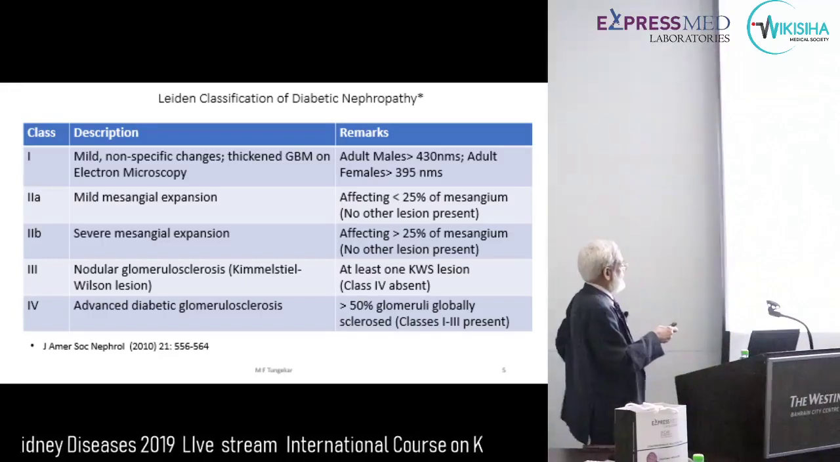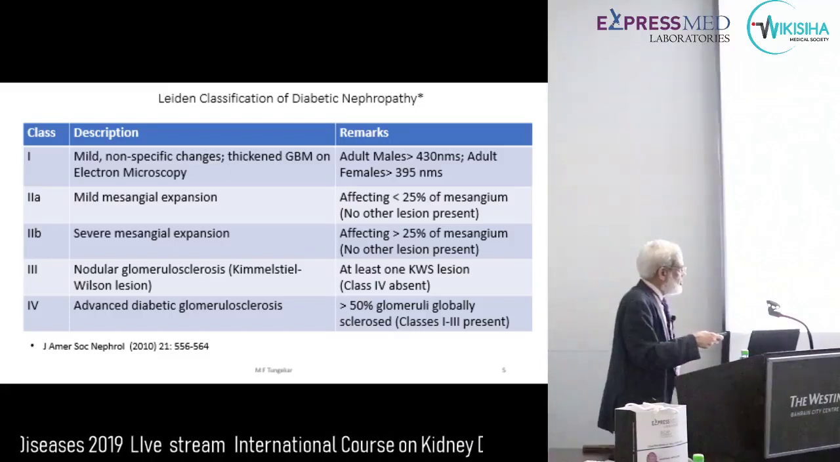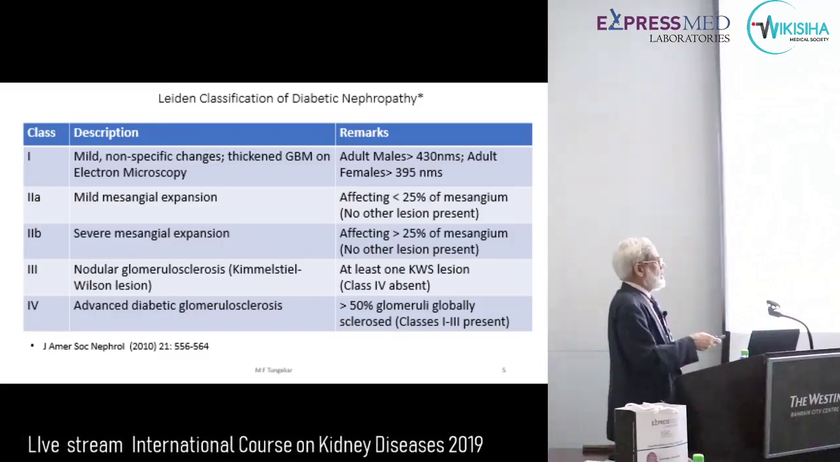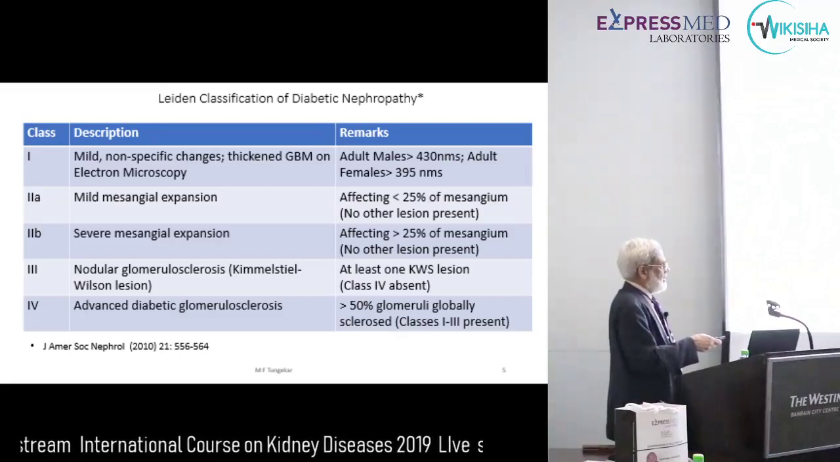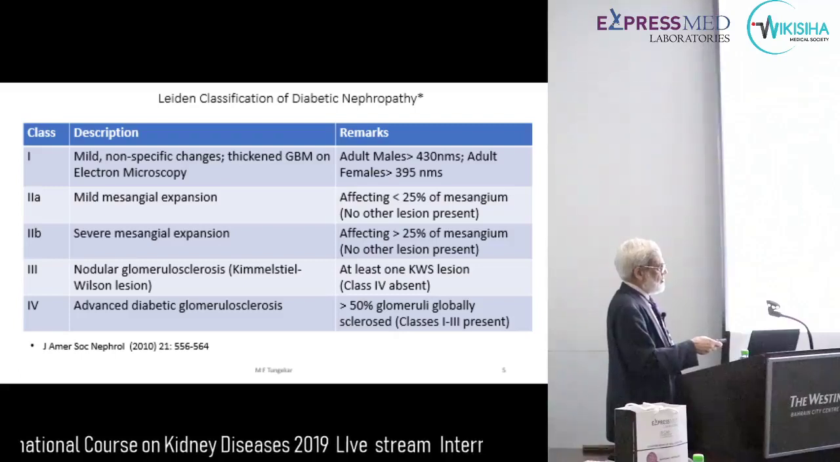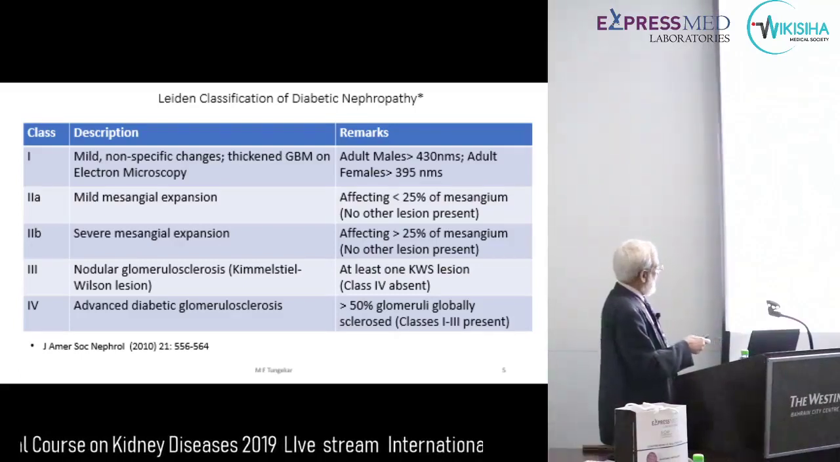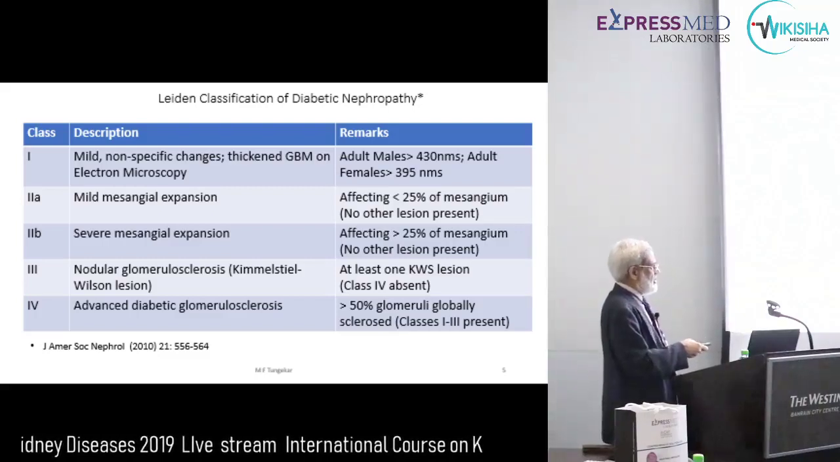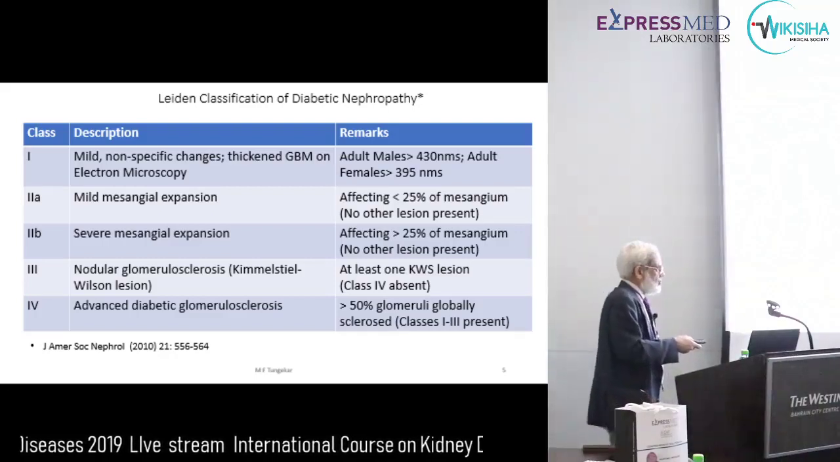Then number 3 is a classical lesion of nodular glomerulosclerosis, Kimmelstiel-Wilson lesion. At least one, but even one lesion is enough. And the requisite is that class 4 should be absent. More advanced sclerosis should not be there. And class 4 is advanced diabetic glomerulosclerosis. More than 50% of glomeruli are globally sclerosed.